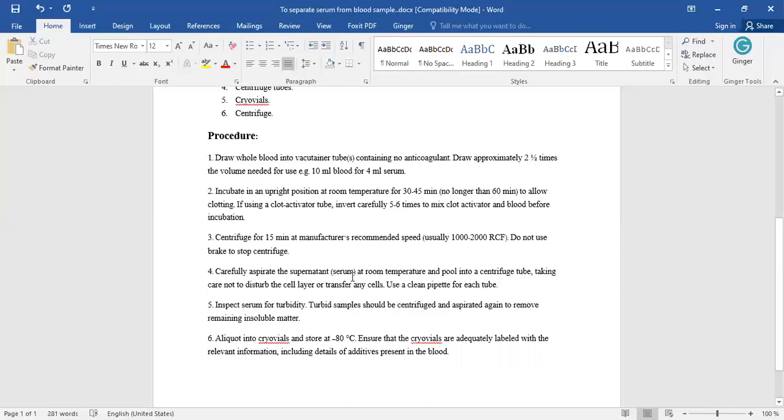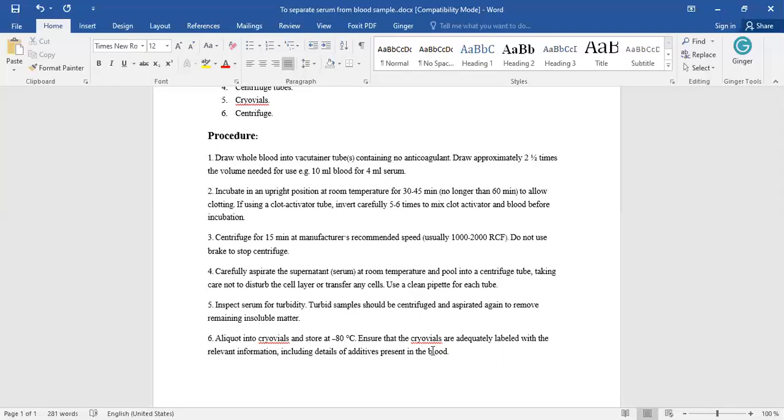After centrifugation, if we do not get any kind of viscosity in the tubes, we can take the tubes and carefully aspirate the supernatant which contains the serum. After aspiration, we can store the serum at minus 80 degrees centigrade in cryovials.